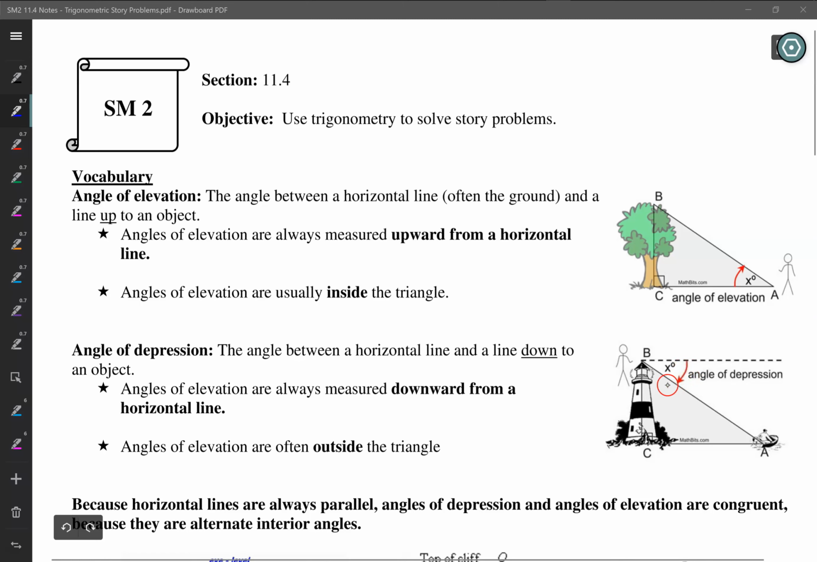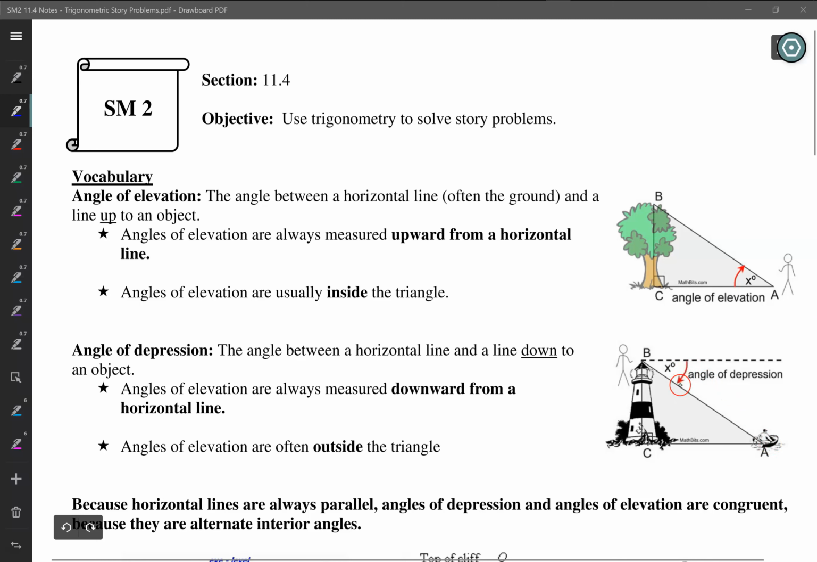So notice it's outside the triangle. It's not the one in here. Everyone always thinks it's the one in here. It's not. It's the angle between a horizontal line. So you always want to draw a horizontal line, a flat line going out. Always draw that flat line going out and then draw the angle down to the line going down to the object. And that angle out here is the angle of depression.